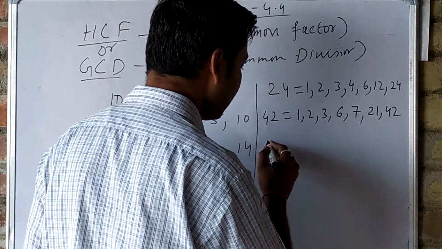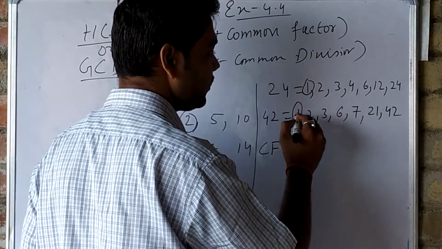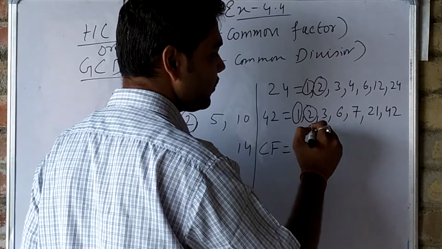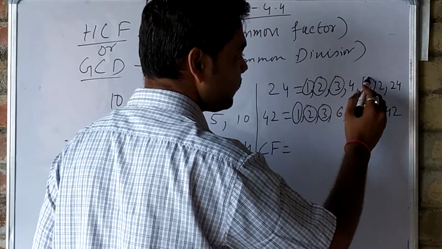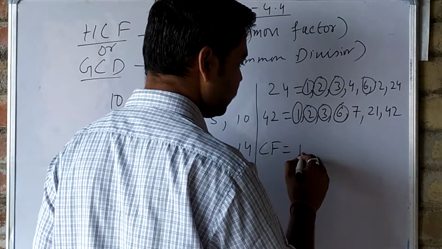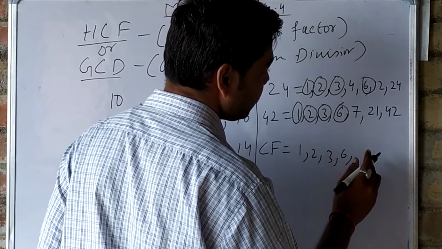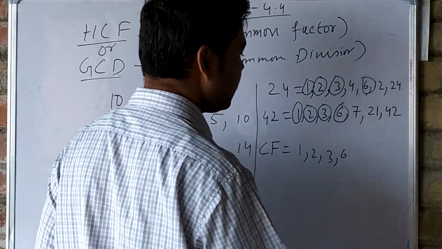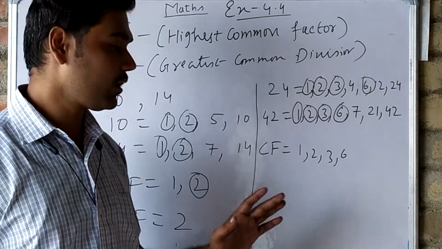Now what do we have to do? We have to find the common factors. So what are the common factors? 1, 2 we have, then 3 also we have, then 6 we have, then nothing common. Understand? So 1, 2, 3 and 6 are the common factors.